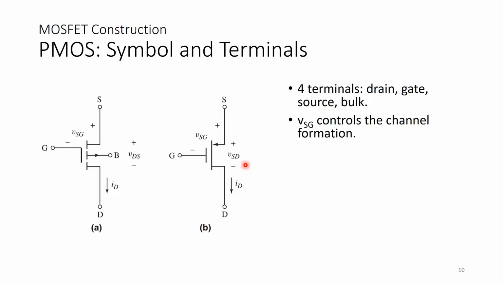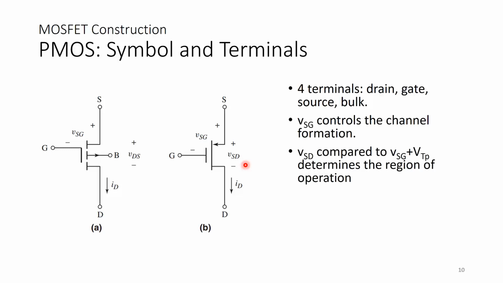So VSG controls the channel formation, and VSD compared to VSG plus VTP determines the region of operation. Here it's plus because we are not putting a modulus at VTP here.